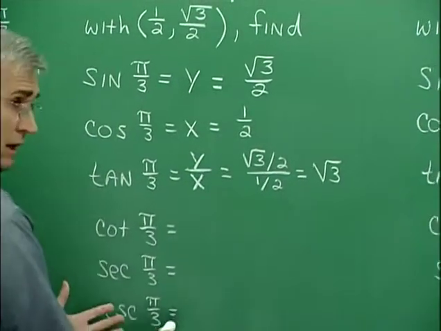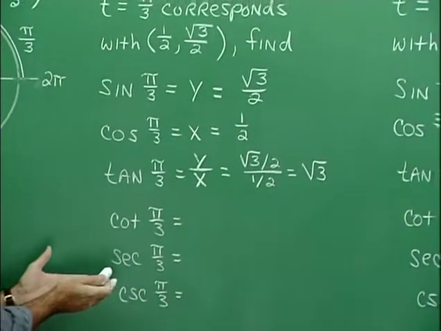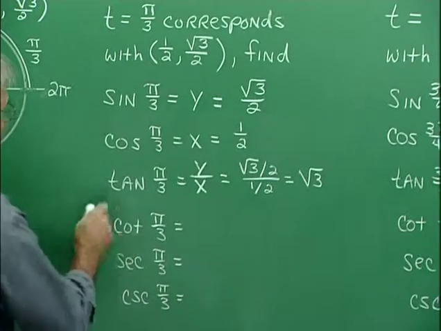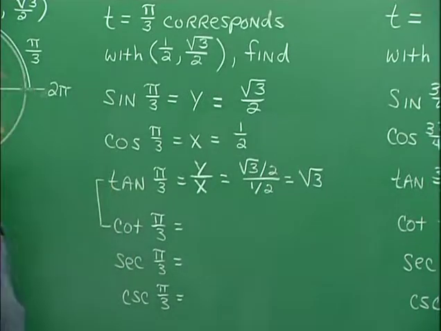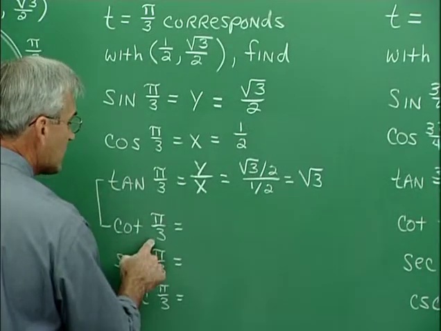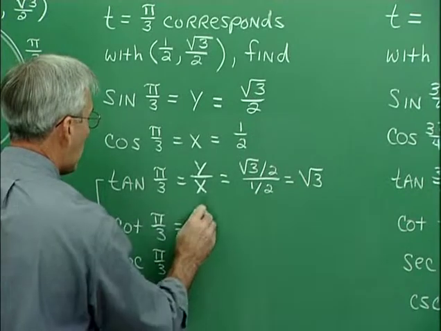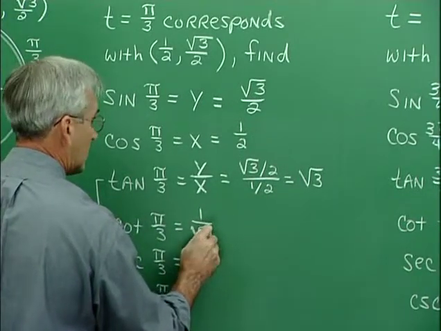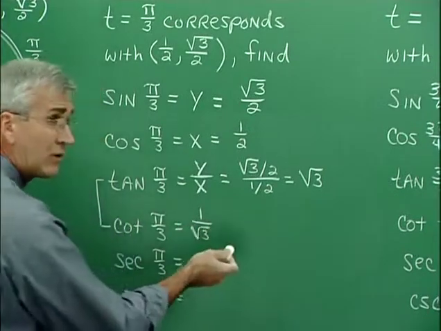Now, the other trig functions turn out to be the reciprocals of the first 3, so they're pretty easy to generate. These two are reciprocals of one another. And so the cotangent of pi over 3 is 1 over the square root of 3, which we can rationalize if we want to.